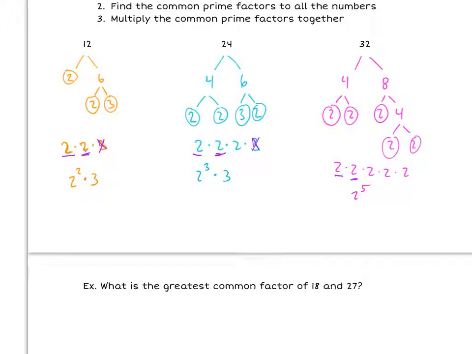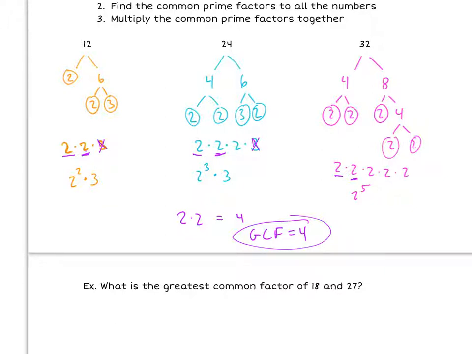What do we do? Once you figure out what's in common, every single one of those has a 2 times 2. You take that, and you do 2 times 2, and that equals 4. So my greatest common factor is 4.